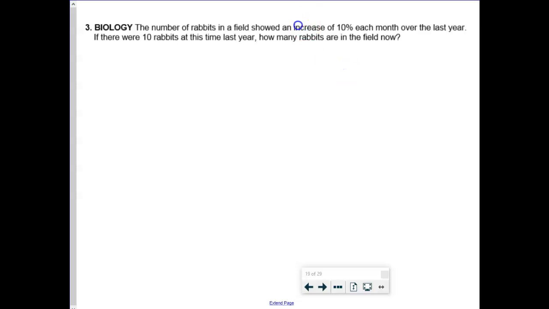Okay, so these rabbits increase at a rate of 10% each month. Now watch your labels. This is each month it's growing. And we start off with 10 rabbits.